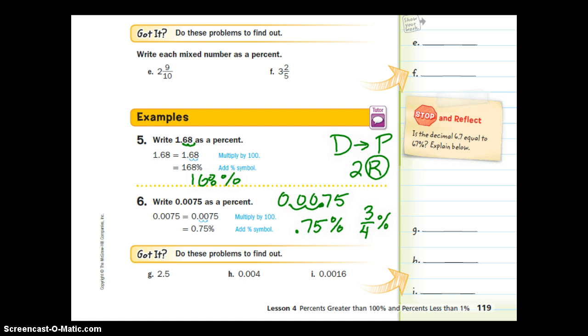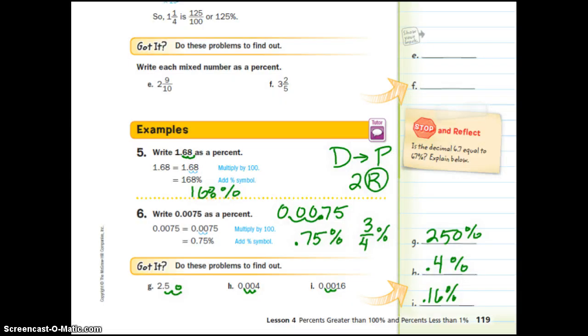Get it, gotta go. Pause the video. Did you get what I got? I got 250%. I got 0.4% and 0.16%. And again, the last two, H and I, are small percentages.